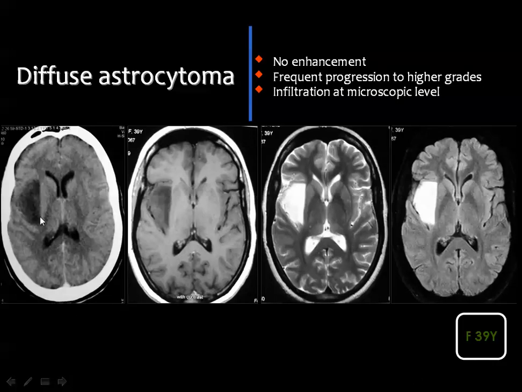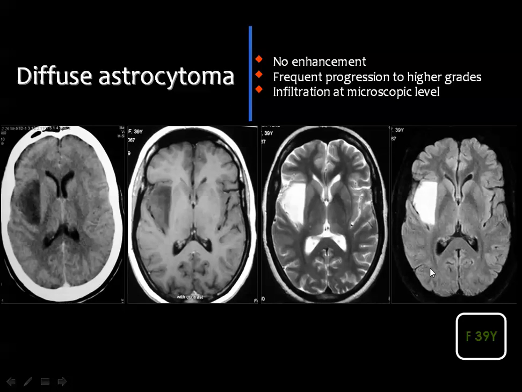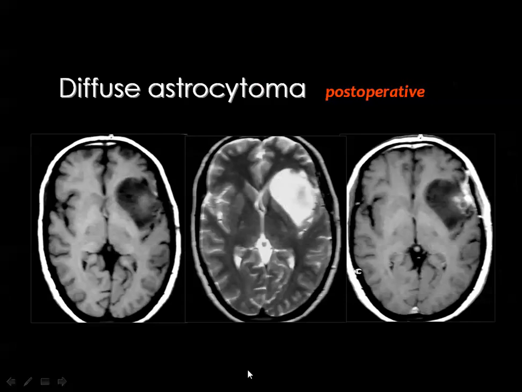Then this is a tumor in the region of the insula, and the tumor is hypodense in the CT image, low signal in the T1, high signal in the T2, and high signal in the FLAIR. And if you inject the contrast media, this tumor will not show any pattern of contrast enhancement.